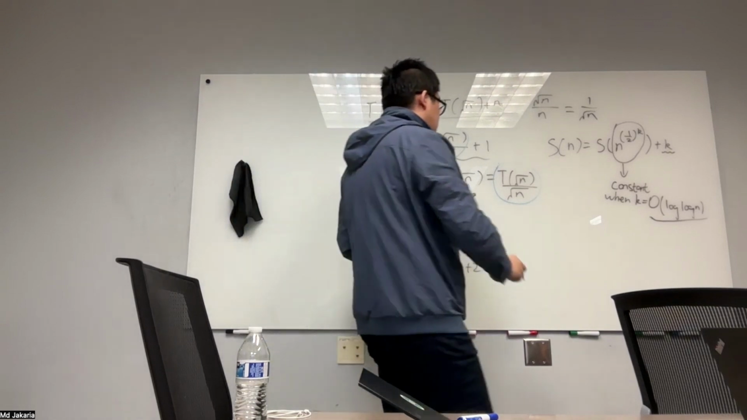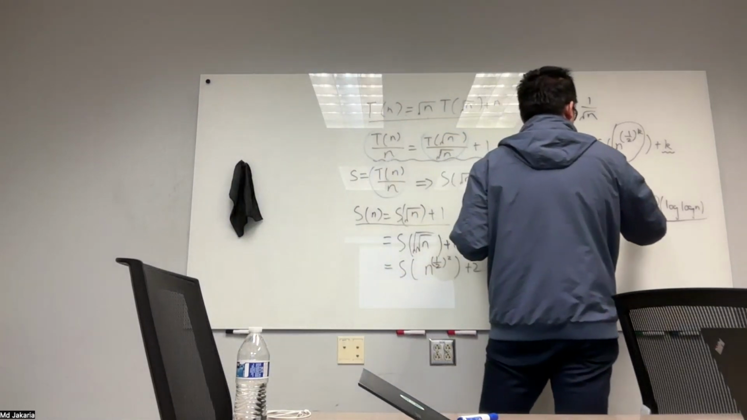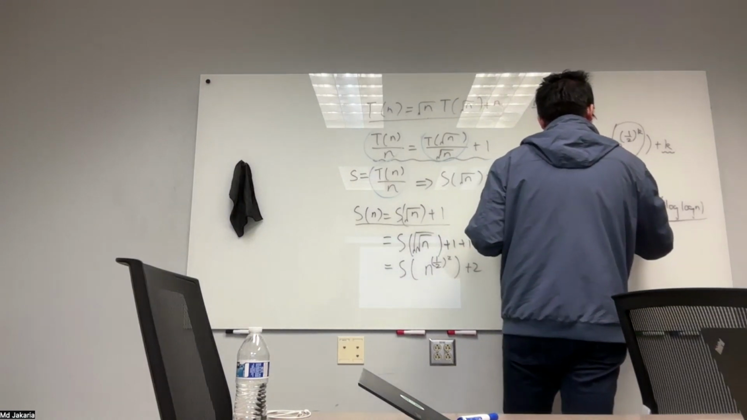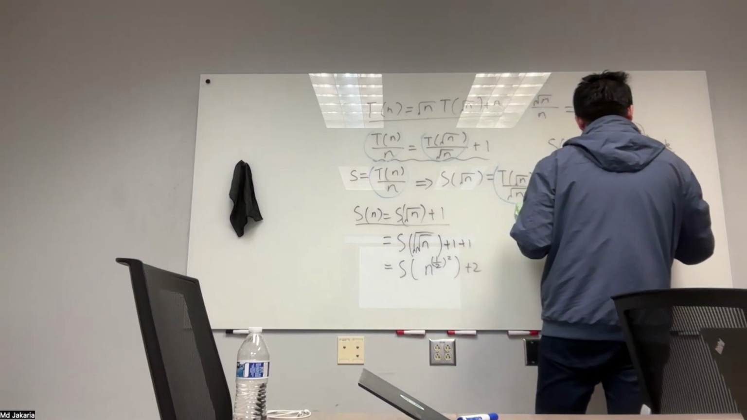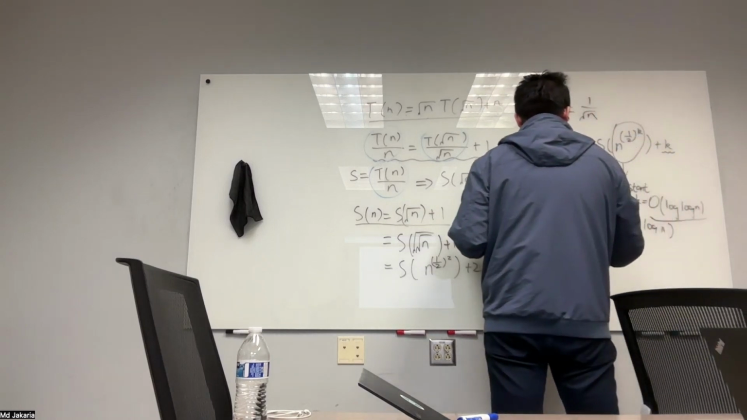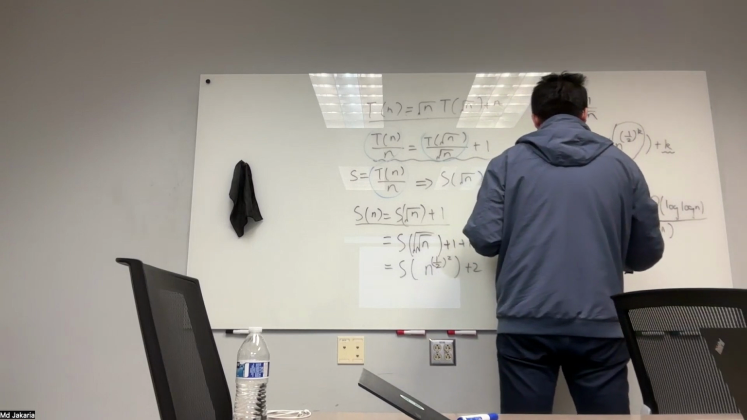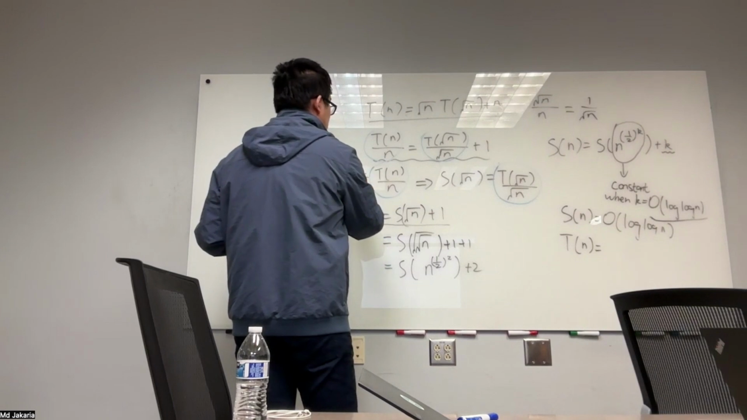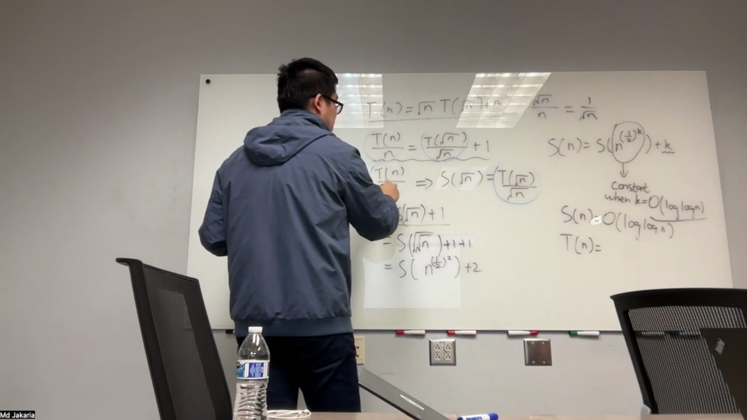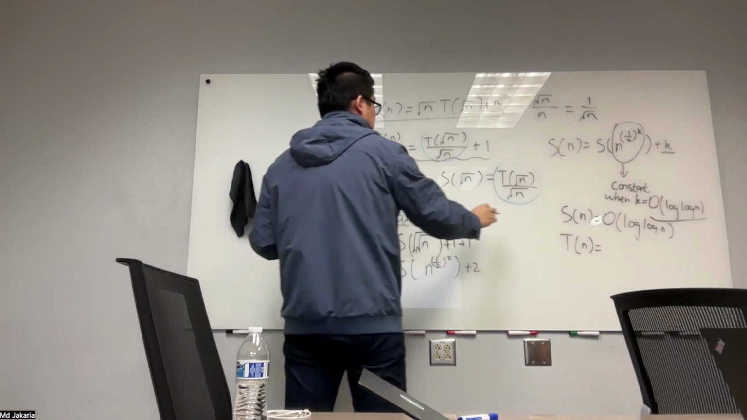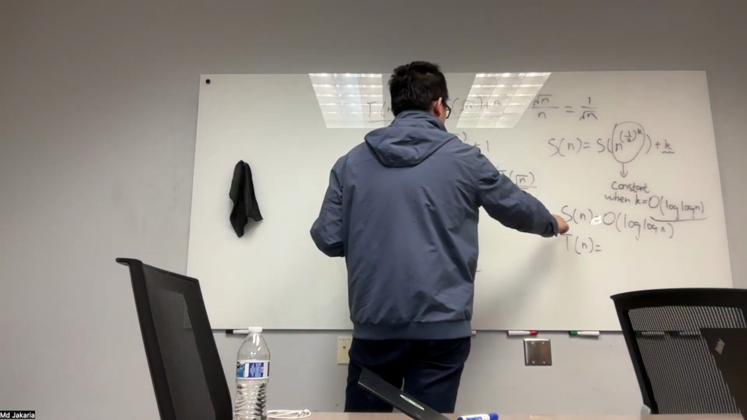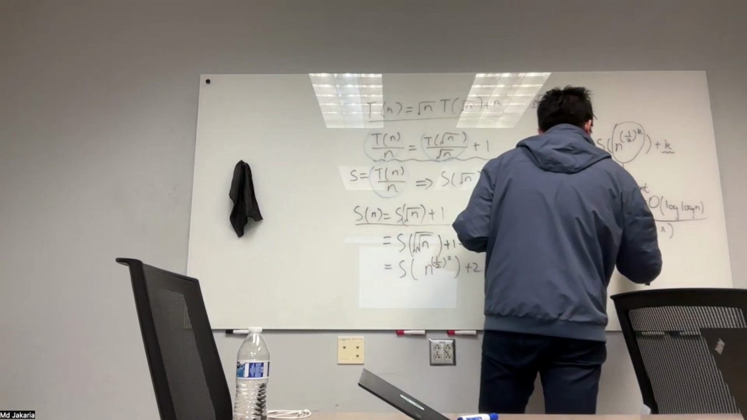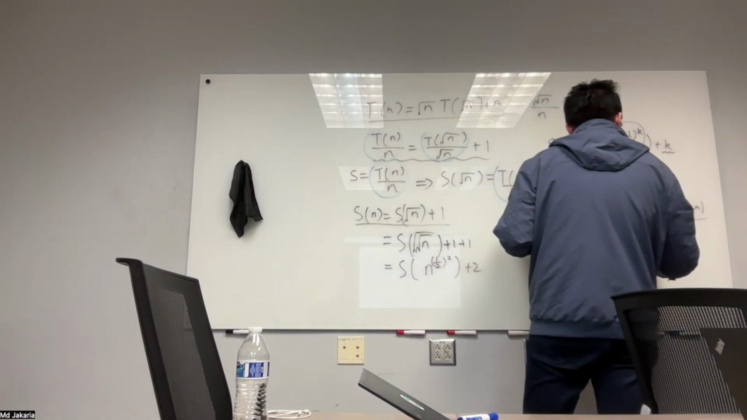Oh, yeah, forgot one thing. This is S of n, and the original T of n is what we want, right? S of n is T of n divided by n. So when we have S of n right here and we want to get T, we just multiply the n back into it. So that gives us O of n log log n.